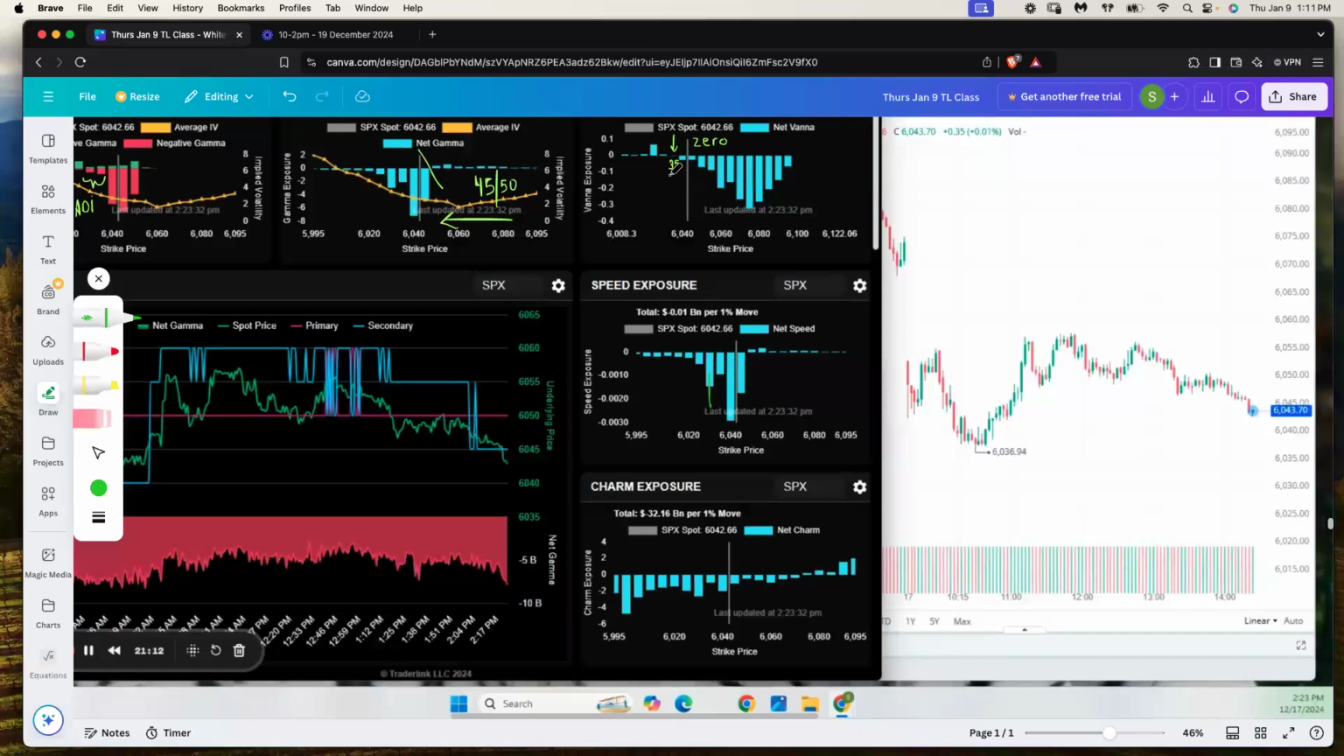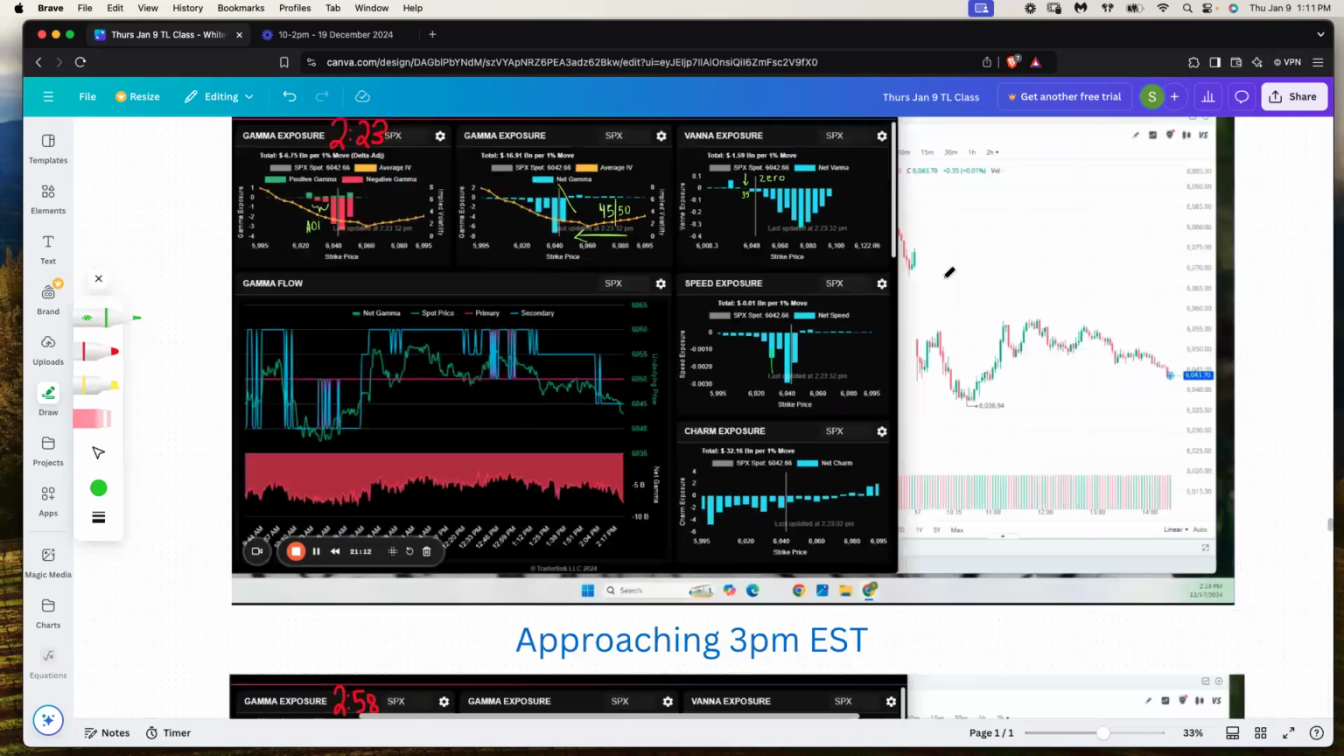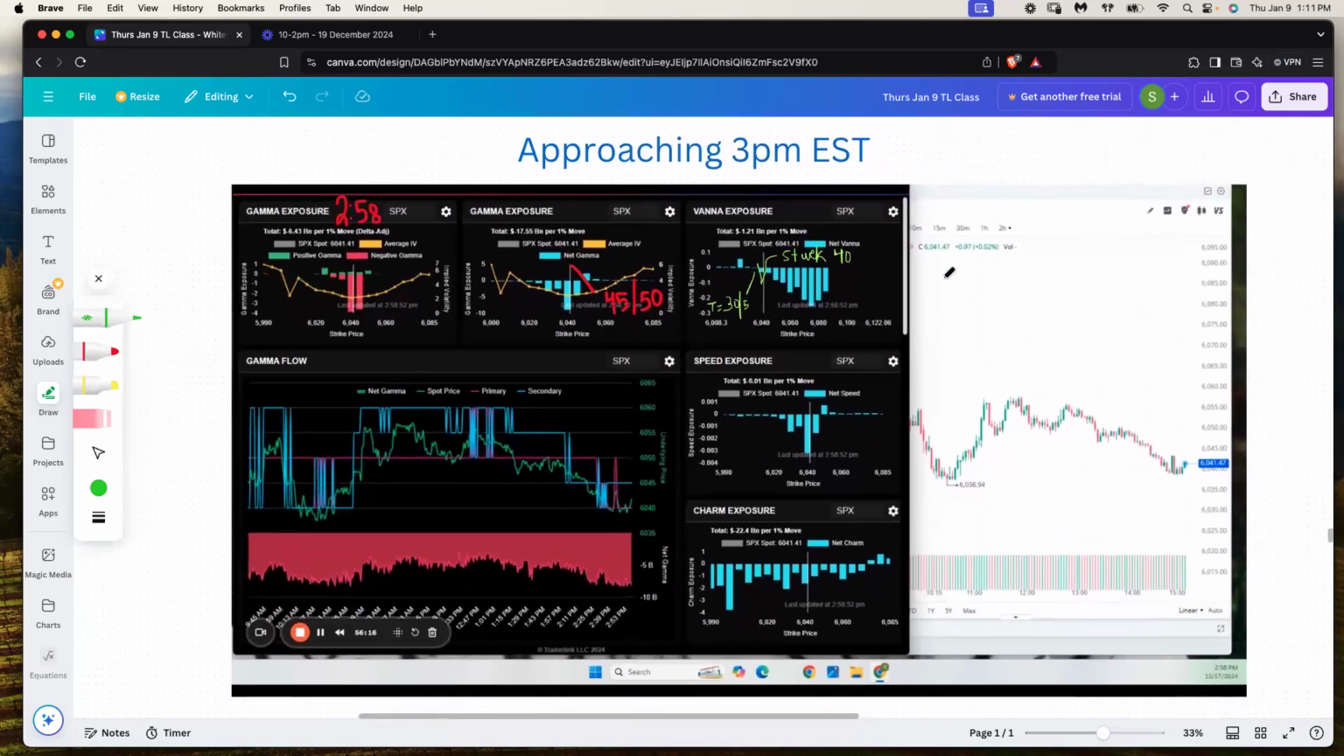Target 35 for your base hits, and then, fine, take it to 30, maybe 25 for your runners. But if you want to play it cautiously, just take your money off at 35, or maybe a little bit lower than 35. 30 to 35, I would say, take off your trades. We're at 3 o'clock.